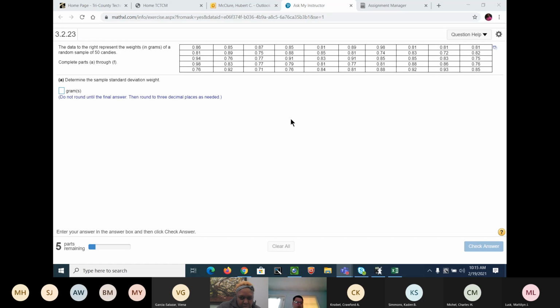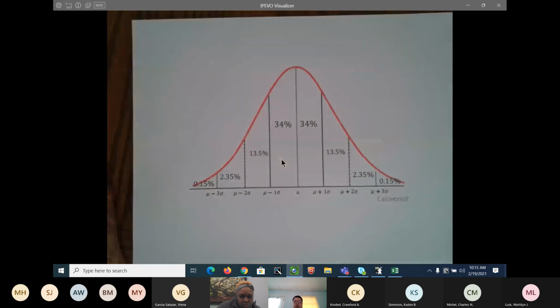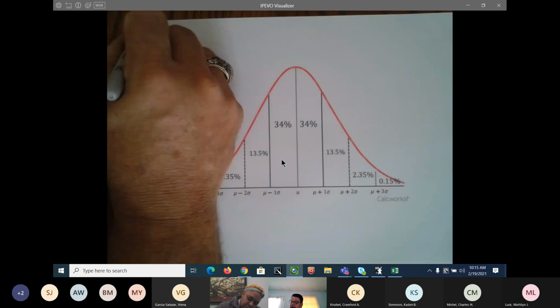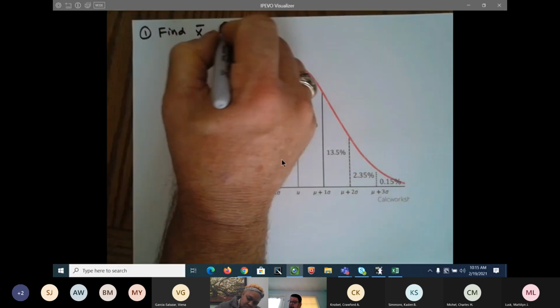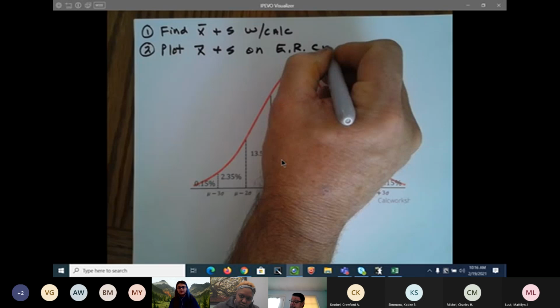So, all right. So here's the problem. Now, this is what you need to do on this problem, and I'm going to write it on my handy-dandy whiteboard. 1, you find the mean and standard deviation with calculator, and I mean the short way. 2, plot mean and standard deviations on empirical rule curve, which is below.